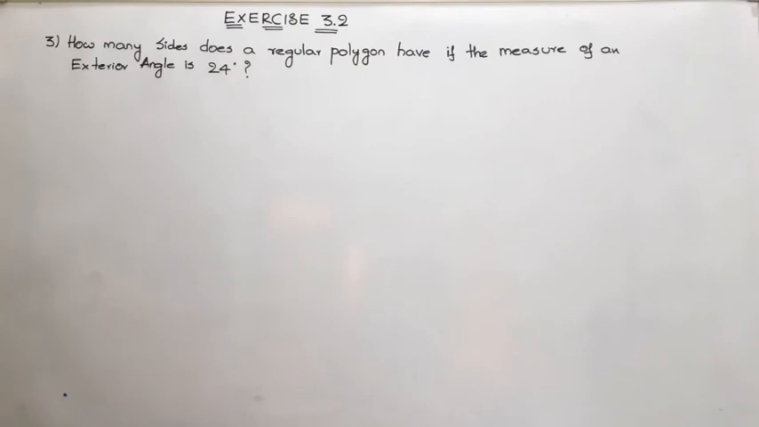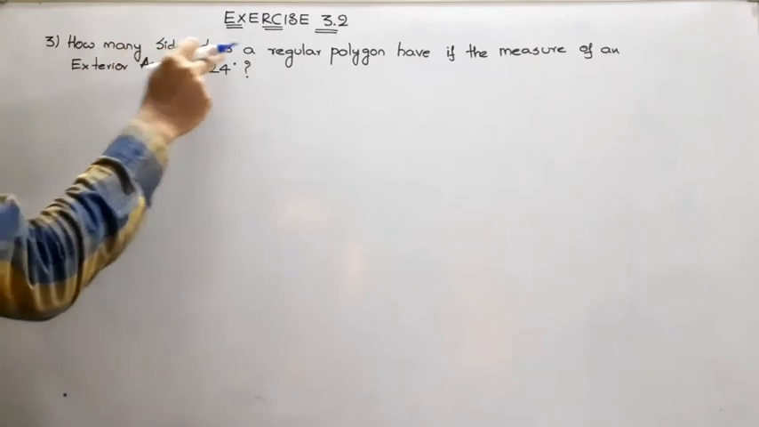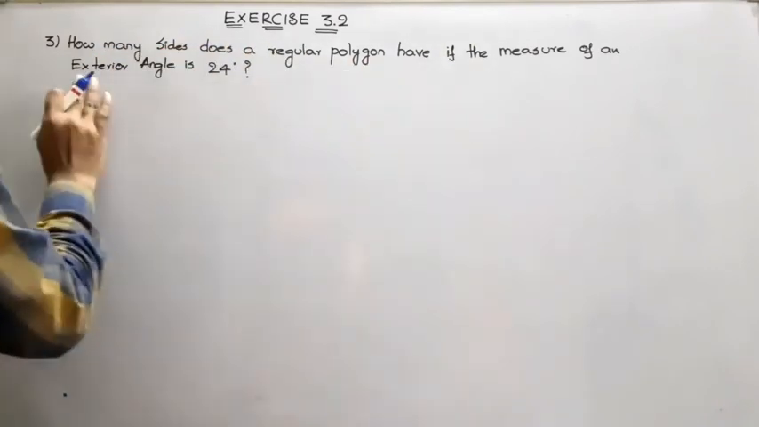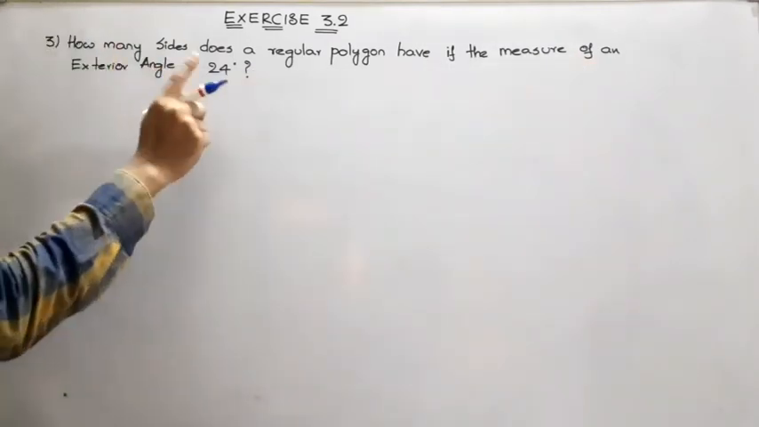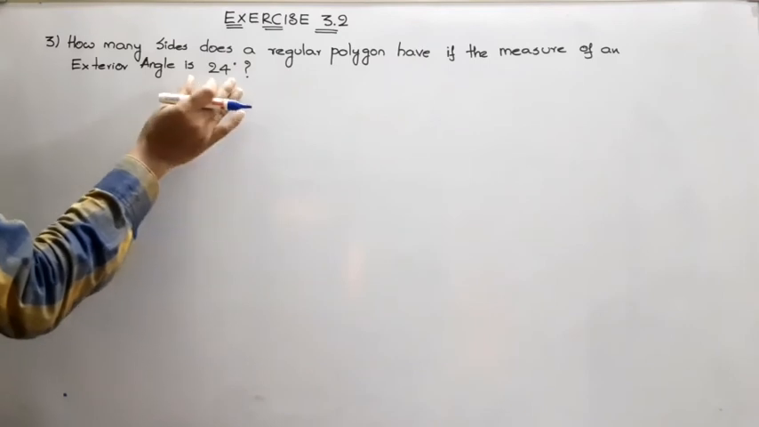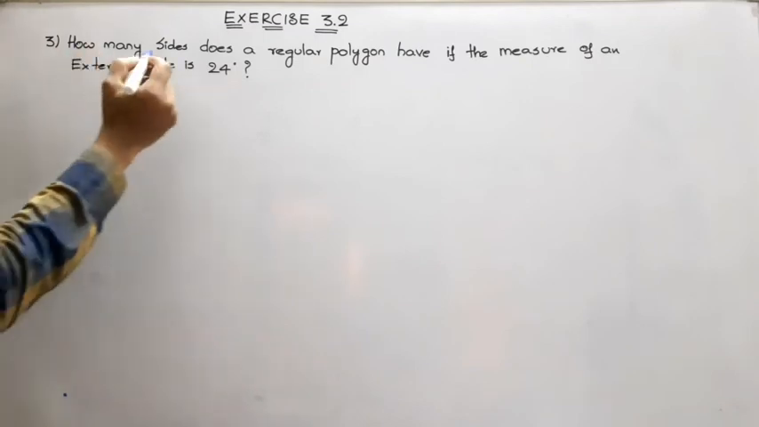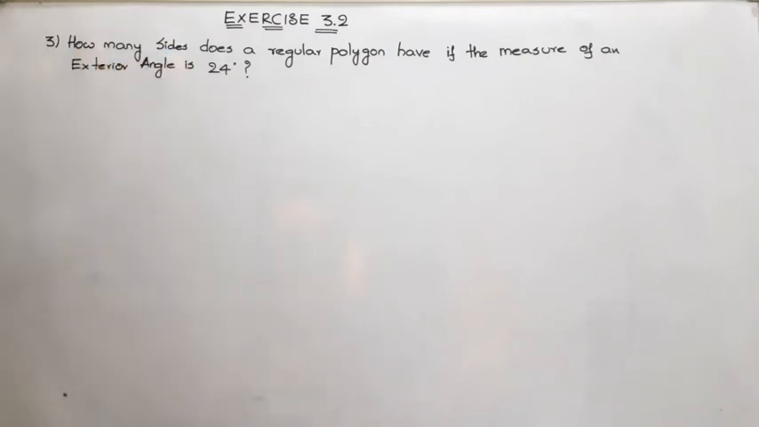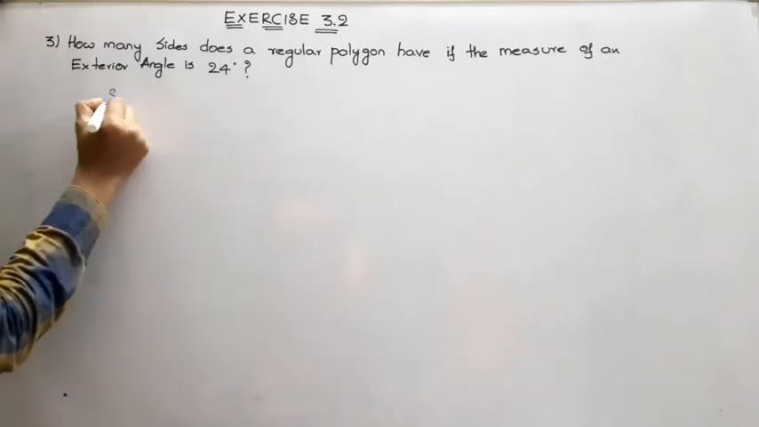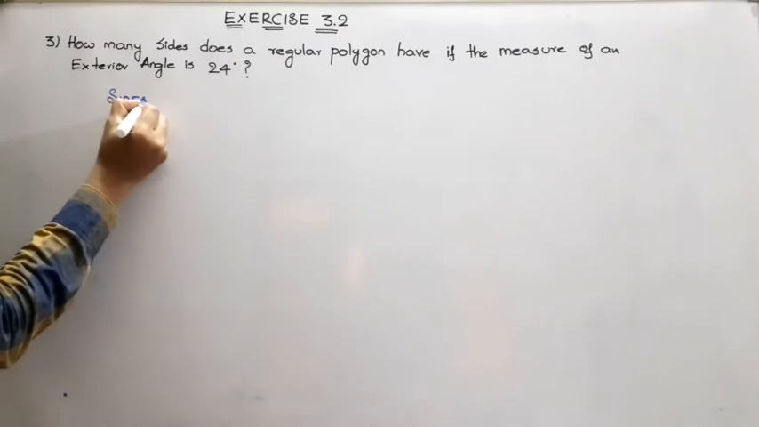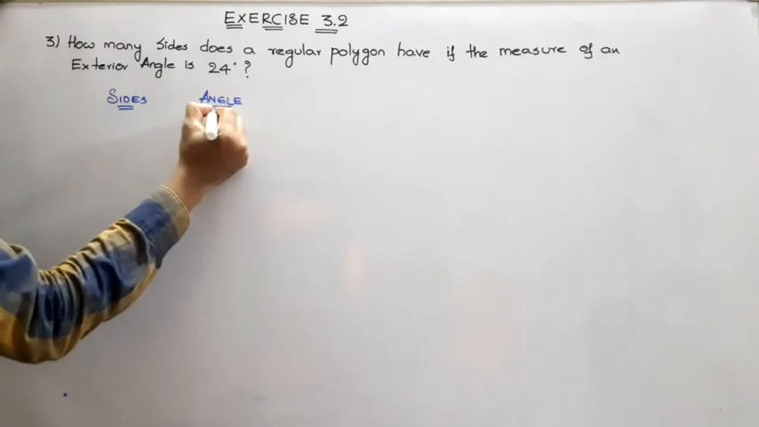Now the third question, children. This is just the reverse of the second one. How many sides does a regular polygon have if the measure of the exterior angle is 24 degrees? An exterior angle means they are indicating one angle. That means one exterior angle of a regular polygon is 24 degrees. Then how many sides does that regular polygon contain? We need to find. Look, the procedure is the same for both sides and angles. Here they are asking sides. In the second question we found each angle.